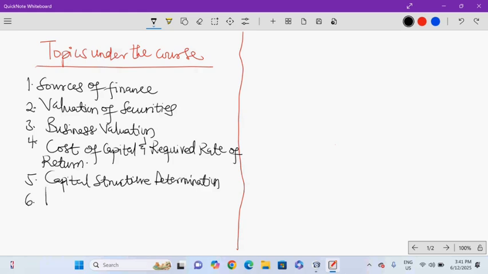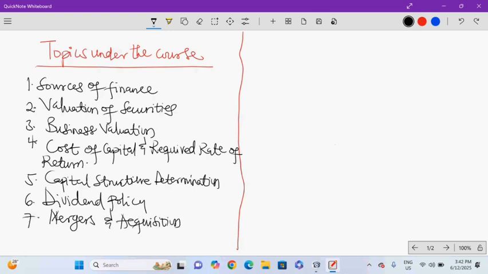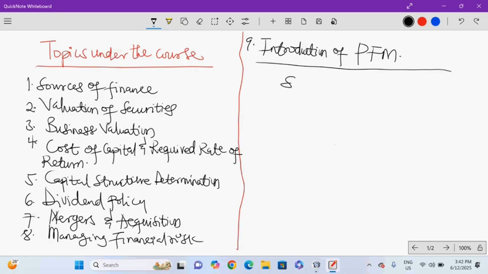Then dividend policy. Then mergers and acquisitions. Then financial risks, managing financial risks. We can also talk about public financial management, PFM, an introduction to the PFM. All right, so today we are starting with the sources of finance.